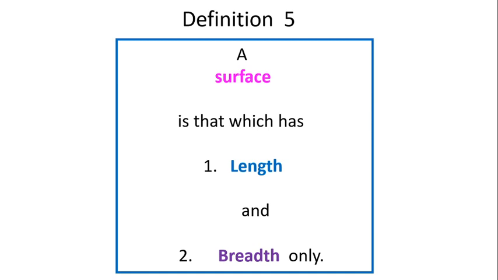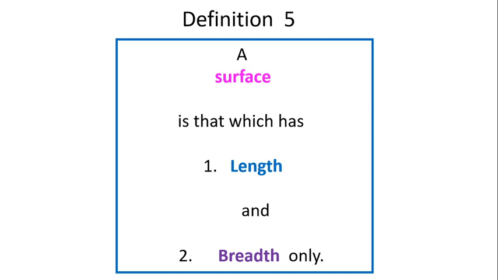So a point has no dimension, no length, no breadth, no thickness, nothing, whereas a line has only 1 dimension, whether straight line or curved line. But now the 2 dimensions we are talking, we have come to 2-dimensional figures. A surface is that which has two dimensions. One is the length and another is the breadth. No thickness at all. Okay. So that is how we define a surface.